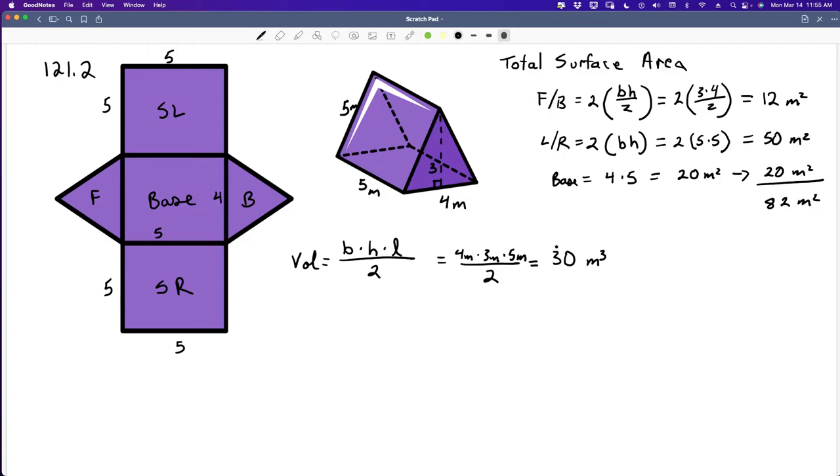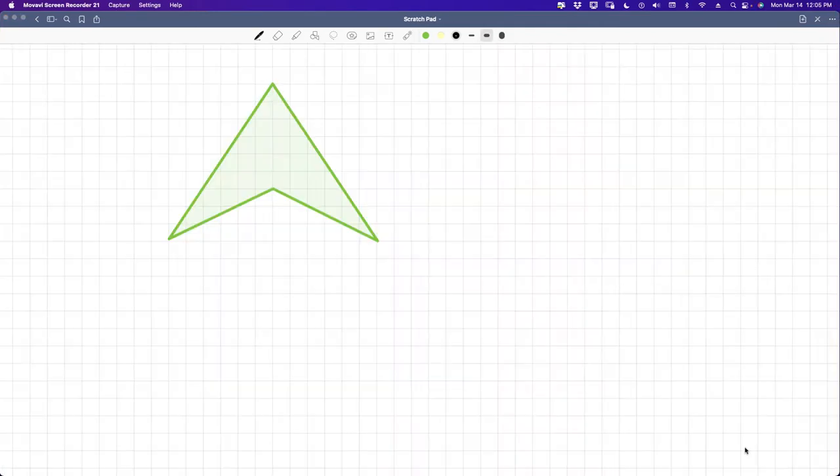So let's talk a little bit about symmetry. A figure is symmetric about a line if one side of the figure is a mirror image of the other. So let me draw an illustration of that to show you. So let's talk about symmetry for a moment. Here's the shape that I promised. A figure is symmetric about a line if one side of the figure is a mirror image of the other side of the figure.